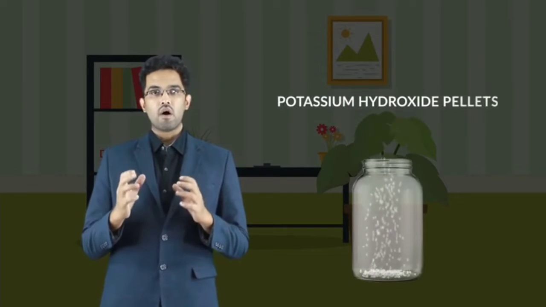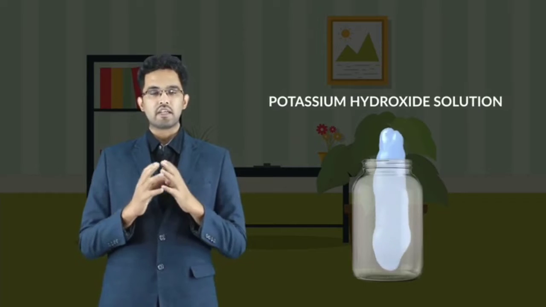Now, take the wide-mouthed bottle and put some potassium hydroxide pellets or potassium hydroxide solution in it. Why? Because potassium hydroxide will absorb all the CO2 present inside the bottle. Now, cover the mouth with a split cork. Take one of the leaves and push it through the cork into the bottle. After this, keep this entire setup in sunlight.